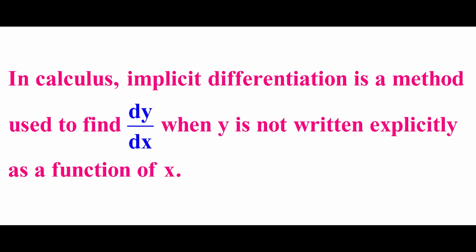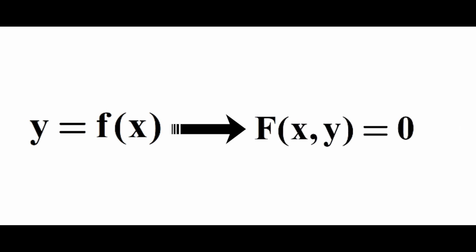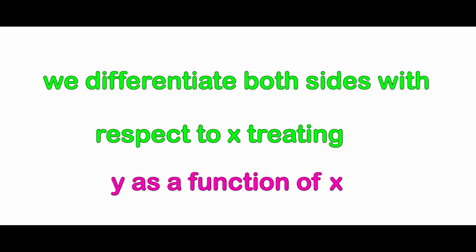In this video, we want to know what implicit differentiation is. In calculus, implicit differentiation is a method used to find dy/dx when y is not written explicitly as a function of x. So instead of having y equals f of x, we have an equation where x and y are mixed together, so we have f of x and y equals 0. In this case, we differentiate both sides with respect to x, treating y as a function of x.